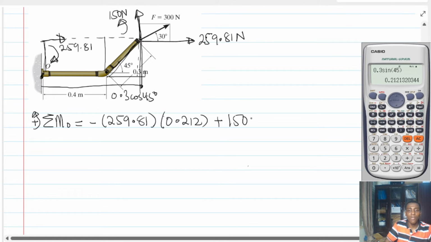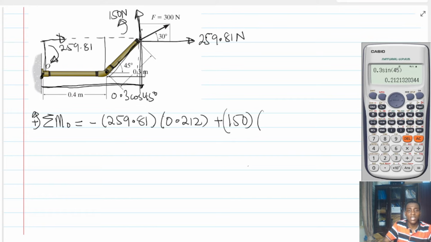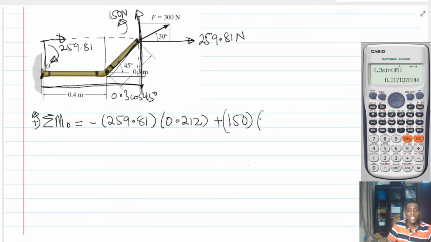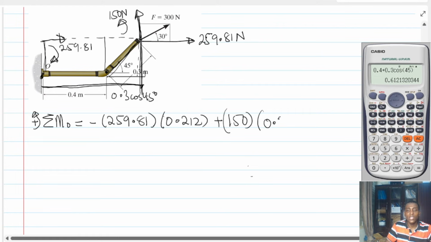So plus 150 Newtons multiplied by the moment arm, which is the whole of this distance all the way here. Are you okay? Because the principle of transmissibility says that the 150 Newton force is always acting on this line. So I just need a perpendicular distance to meet the force. That's all. And that is going to be 0.4 plus 0.4 plus 0.3 cosine 45. Is that right? And that is what? 0.612.